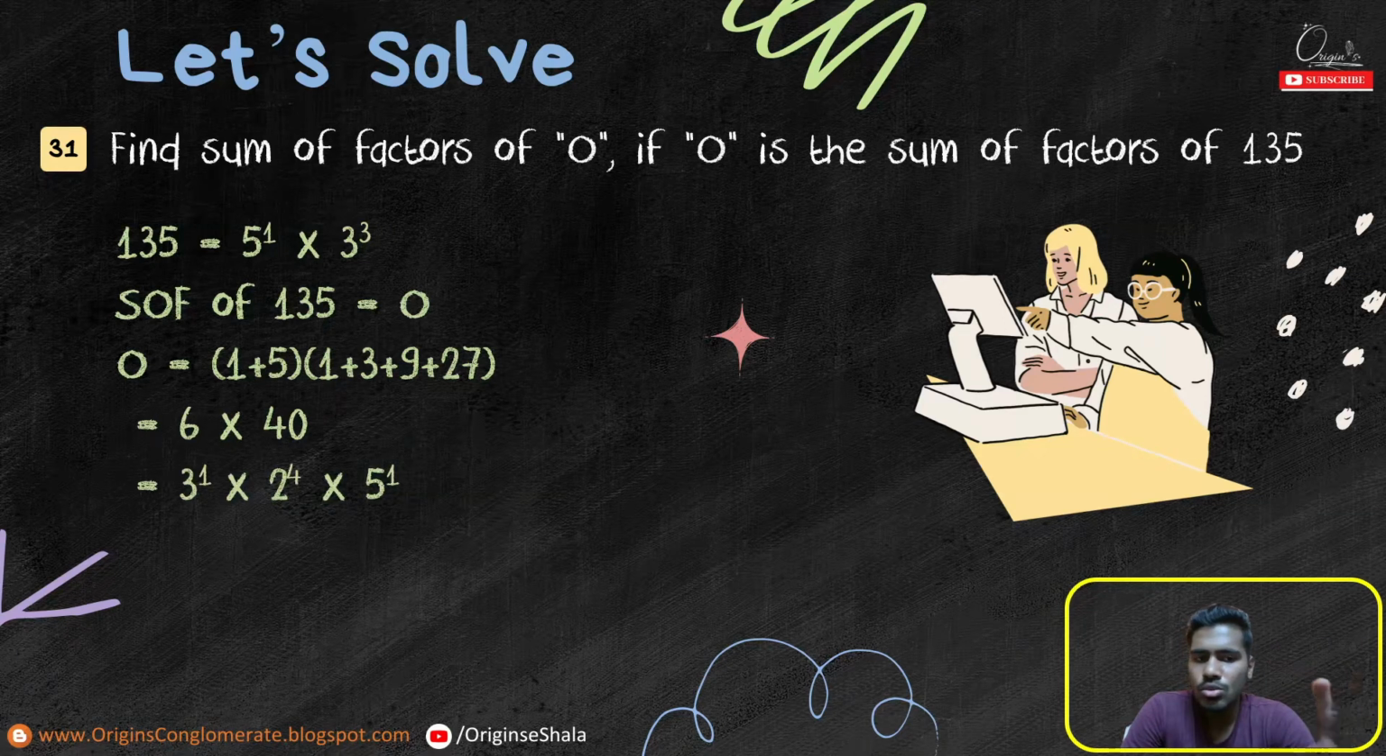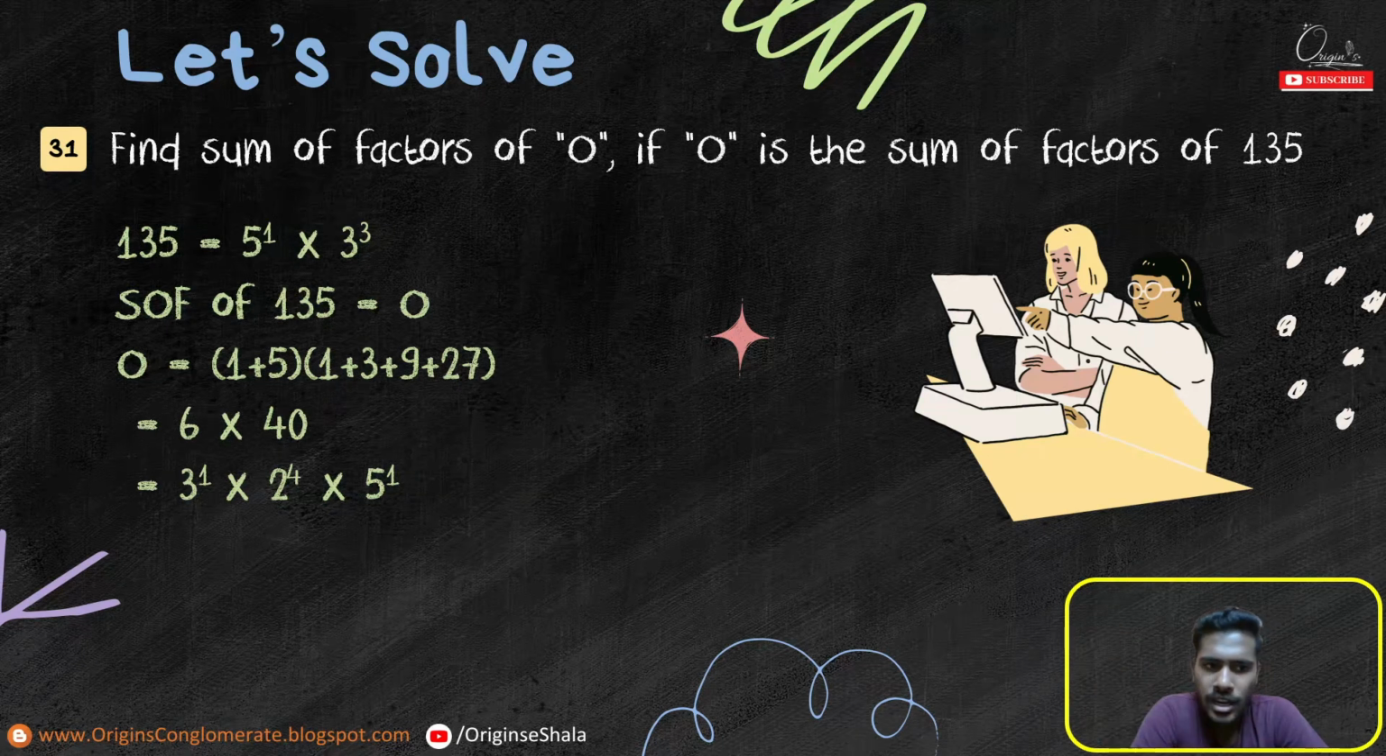Now, our requirement, I must say, was finding the sum of factors of O, not directly the sum of factors of 135. So first I found the sum of factors of 135. Now I need to find the sum of factors of this value. So I won't be completely adding it here itself. I will keep it in multiplication form and do my calculation from here onwards, because I am not interested in what the value of O is. I am interested in what the SOF for O is. SOF is nothing but sum of factors, just a short form. So 6 into 40, I can directly split it, because 6 is equal to 3 into 2 and 40 is 8 into 5.